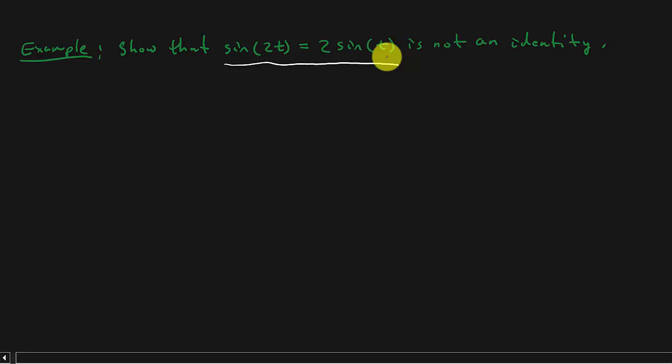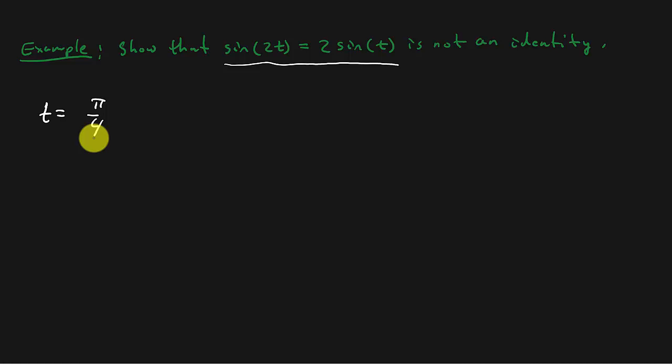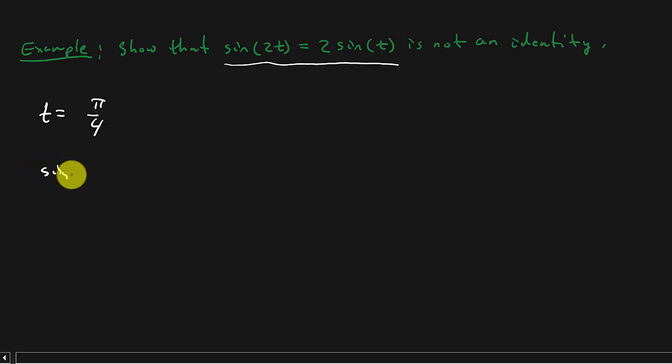But for this one, they just want us to show that it's not an identity. So all we have to do is find one angle, plug it in for t, and show that they're not the same. If we can do that, it's not an identity. I'm going to try t equal to pi over 4. You should know this by now, pi over 4 is 45 degrees, right?